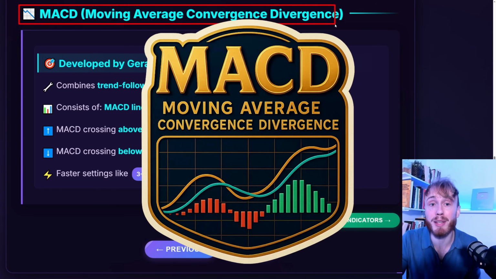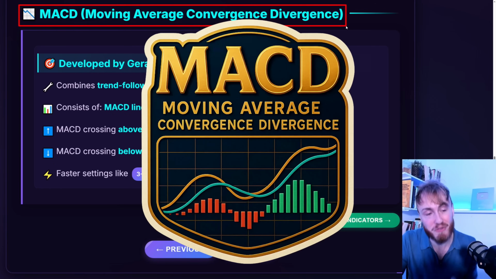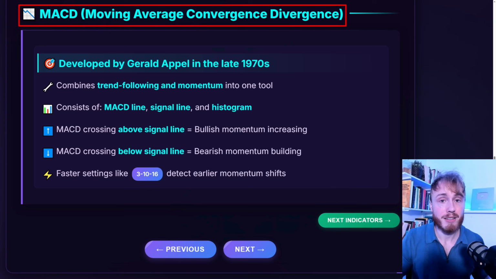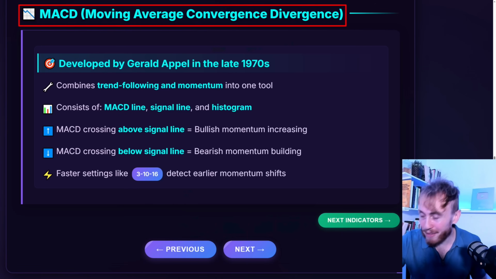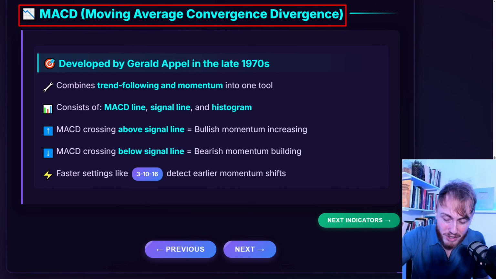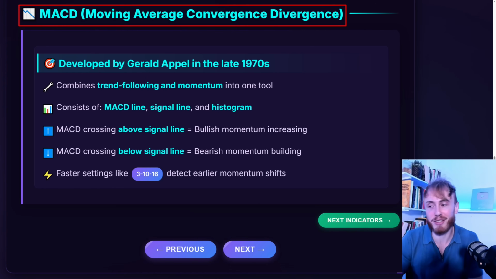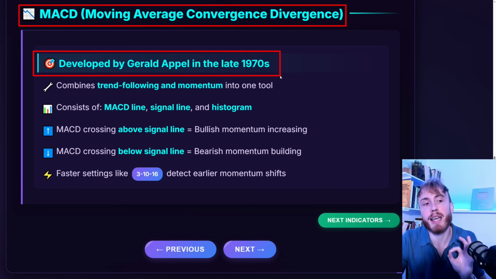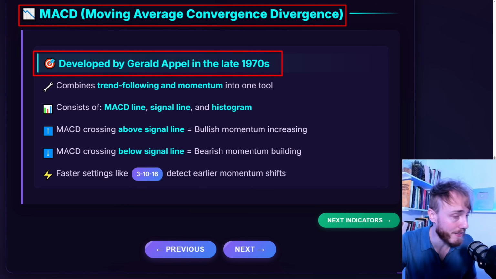Alright, so the next indicator we're gonna take a look at is called the MACD for short, or in other words, the moving average convergence divergence. This right here is one of my personal favorite indicators of all time, and when you really understand the MACD and learn about some special settings, it's usually one of these indicators that you can't really do without. At least for me anyways. But what is the MACD indicator? Well, the MACD indicator is an indicator developed by Gerald Appel in the late 1970s.